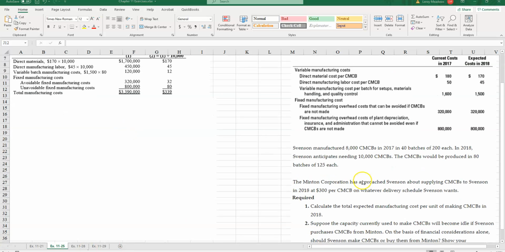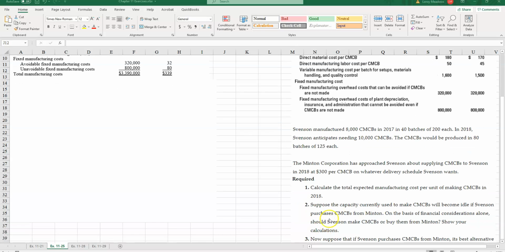Now, let's take a look at requirement 2. Suppose the capacity currently to make CMBCs will become idle if Svensson purchases CMCBs from Minton. On the basis of financial considerations alone, should Svensson make CMCBs or buy them from Minton, and show your calculations. So if we have that outsourced, our facilities will remain idle. So we're going to have certain costs that are not going to differ among alternatives. So let's take a look at the items that do differ among alternatives.